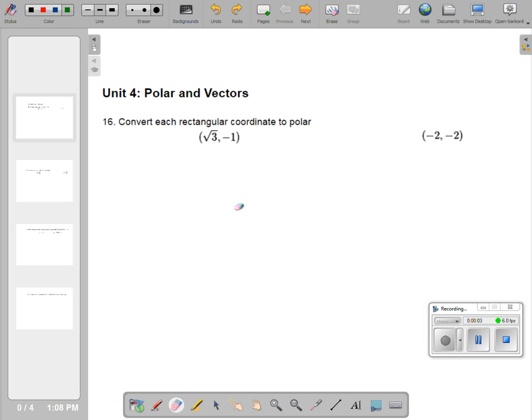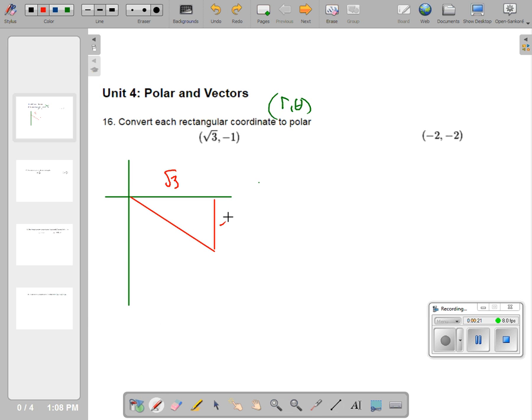Alright, Unit 4 should be pretty fresh in your head, polar and vectors. So this is radical 3 comma negative 1, and I want a coordinate in polar, so I want r theta. So first thing I'm going to do is draw where is radical 3 negative 1. Radical 3 is the x-coordinate, negative 1 is the y-coordinate. That puts us down here. This is radical 3. This is negative 1.